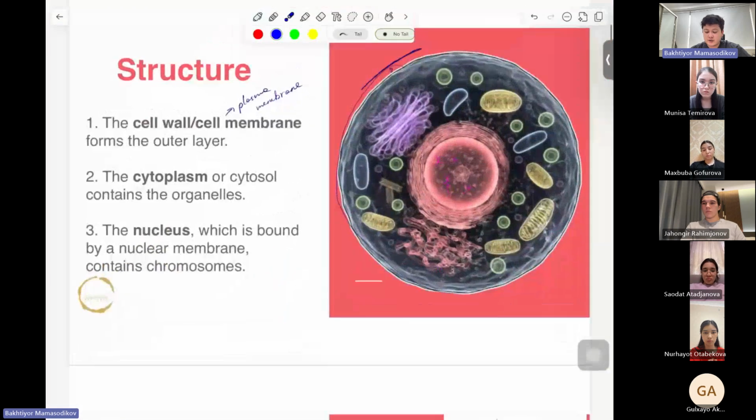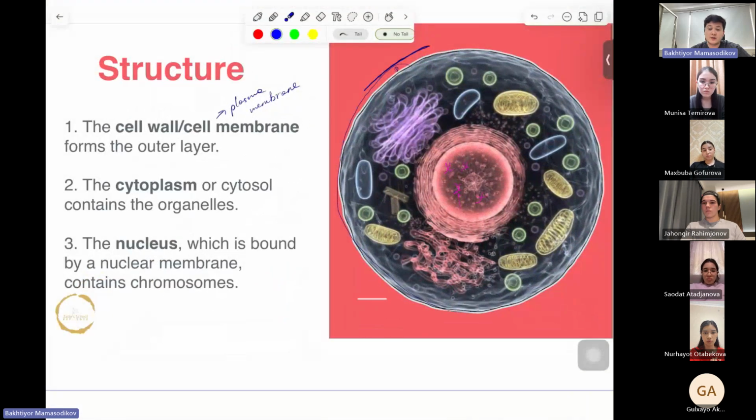That functions in ribosome synthesis. Further, we will learn the function as well. So this structure is very unique. Why is the nucleus very unique? What do you think?